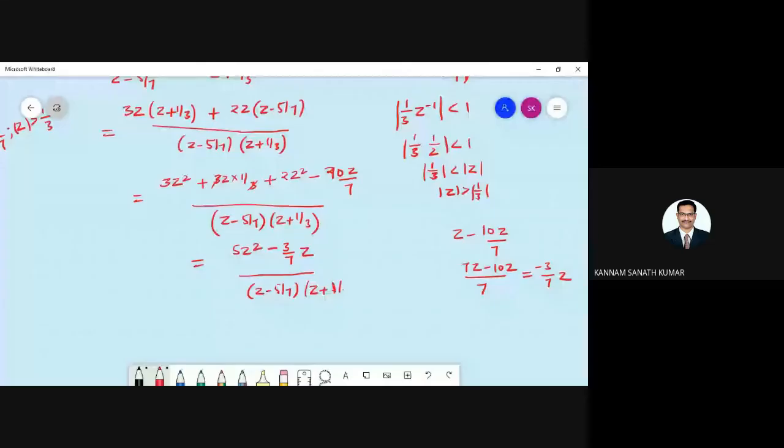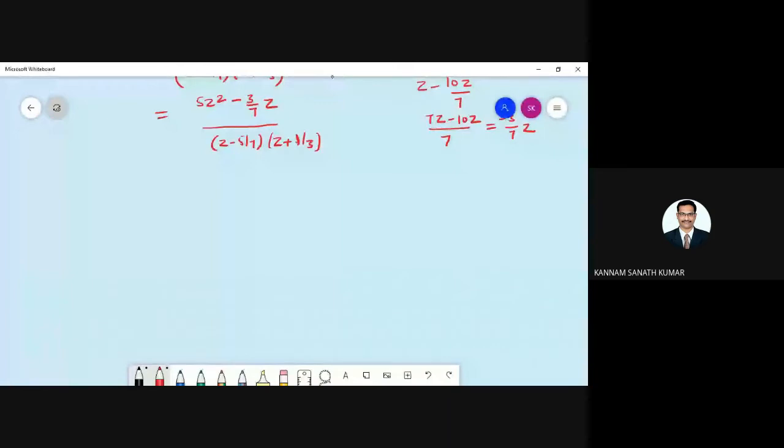Okay, so you can take 5z common. So what you are getting: z minus 3 by 7, divided by z minus 5 by 7 into z plus 1 by 3. Okay, z plus 1 by 3.